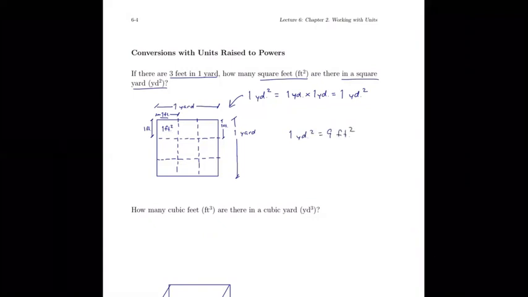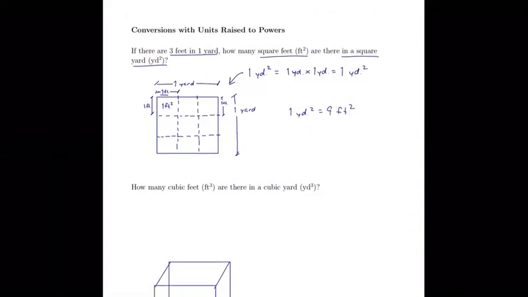So we found this answer via a picture, but what's really happening is this. Here's our alternate way to calculate this. The alternate calculation is to say that 1 yard is equal to 3 feet. And then we want to talk about square yards, so we just square both sides of this equation that we're given. So 1 yard squared and 3 feet also squared.